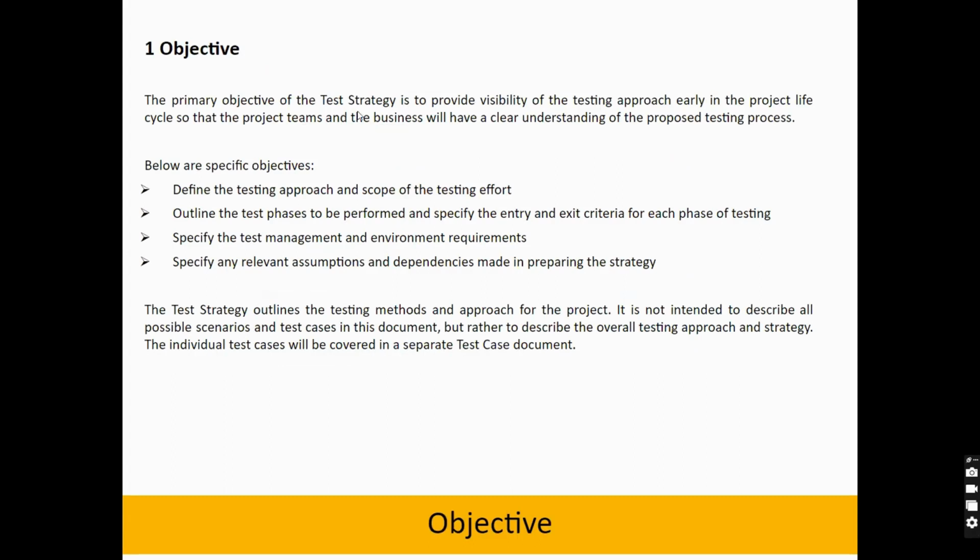The primary objective of test strategy is to provide visibility of the testing approach early in the project life cycle, so that the project teams and the business will have a clear understanding of the proposed testing process. Clear? Suppose I don't need any automation people for my project. This is only manual testing. That was defined in the test strategy, so they will hire only manual people, not automation. Why should I pay extra money for automation people, because this project is purely for functional testing, right? Based on the test strategy, the project will decide. Clear, guys?